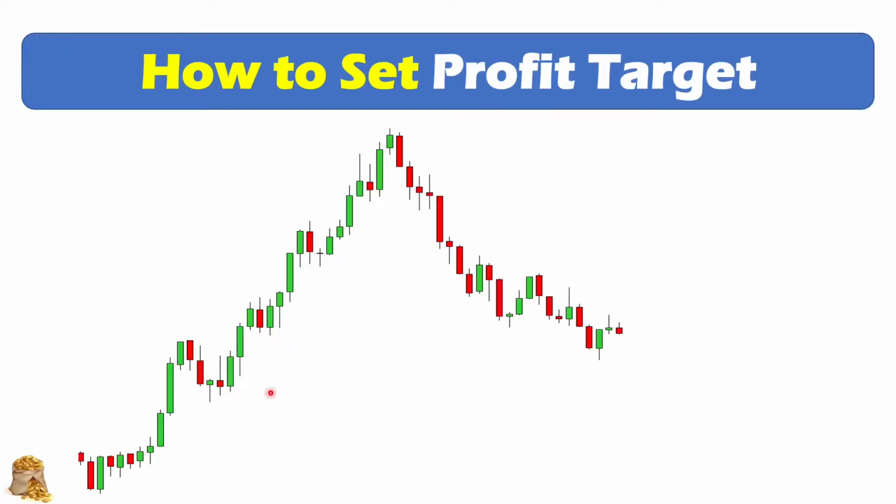If you have enough position, you can break it into 4 parts. So first, for half of the position, you can take the profit at 2 times the risk.